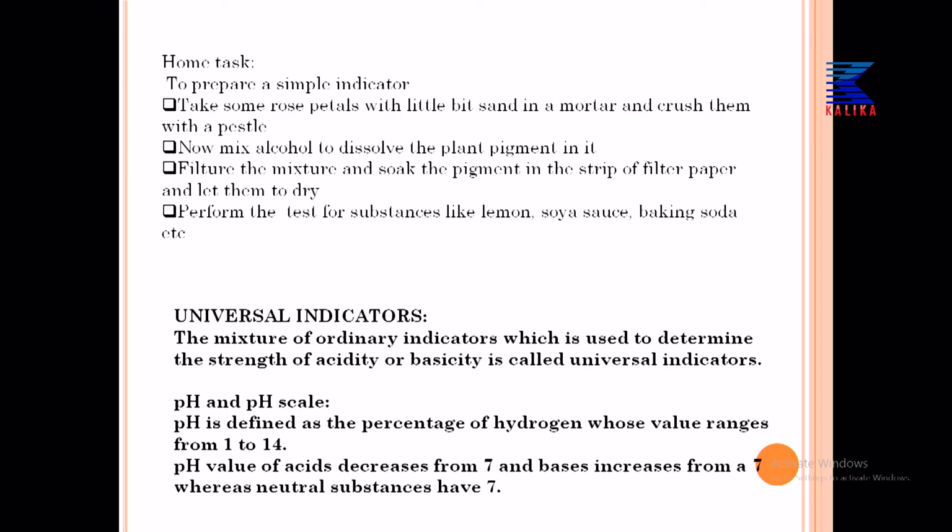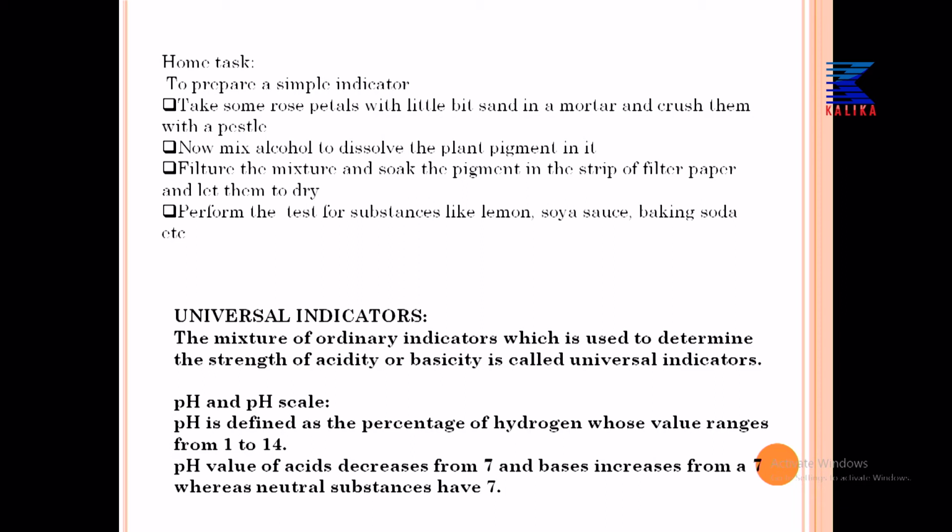Now, mix the alcohol to dissolve the plant pigment in it, which is the process called extraction, and filter the mixture, soak the pigment in a strip of filter paper and let it dry. And last, perform the test to see whether your indicator is made or not, that is, perform the test for substances like lemon, soya sauce, baking soda, which are easily available in our house. This is the simple home task for you too.